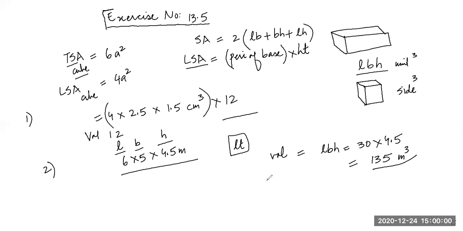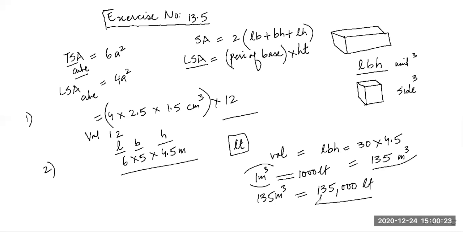So we want to convert this into liters. 1 meter cube volume can have 1,000 liters. So 135 meter cube will have 135,000 liters. Great.